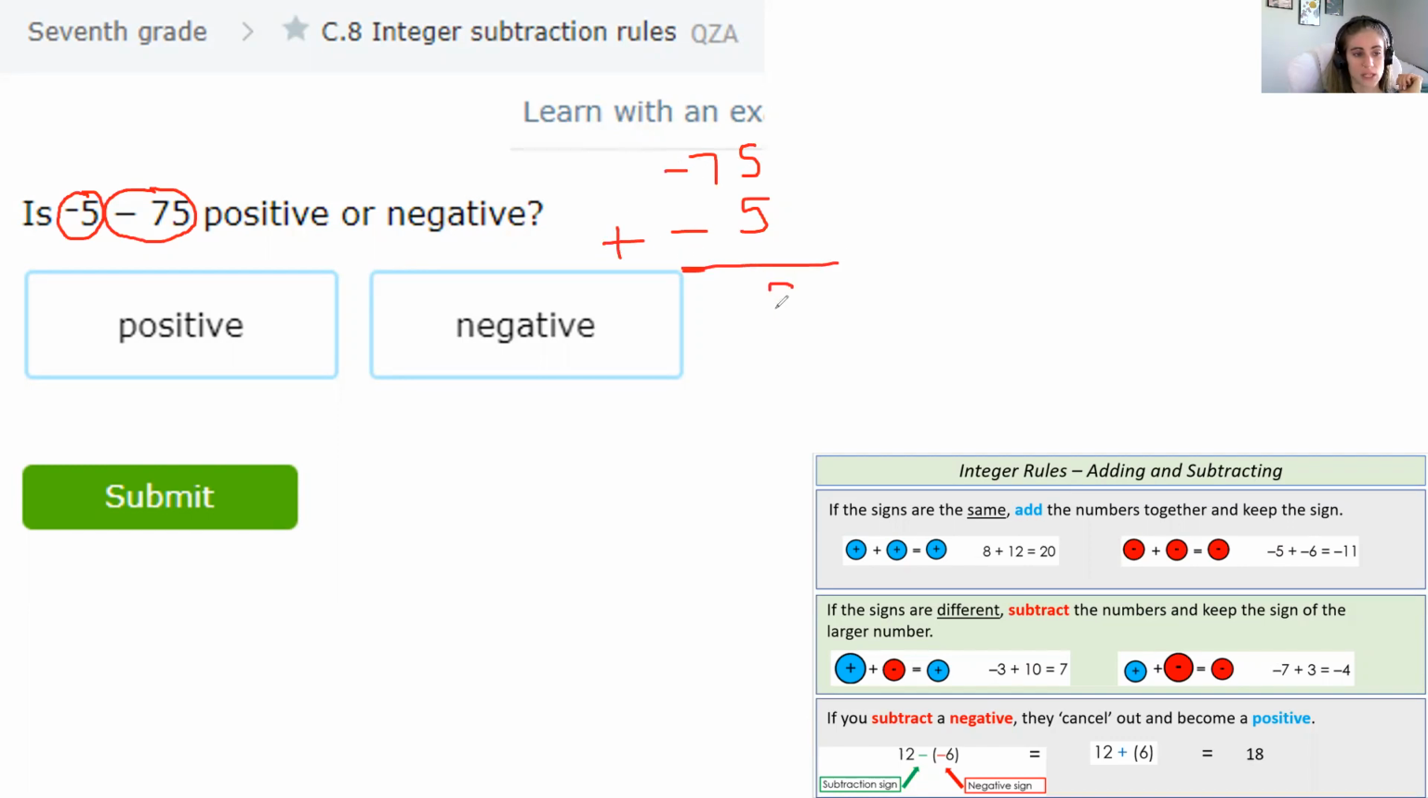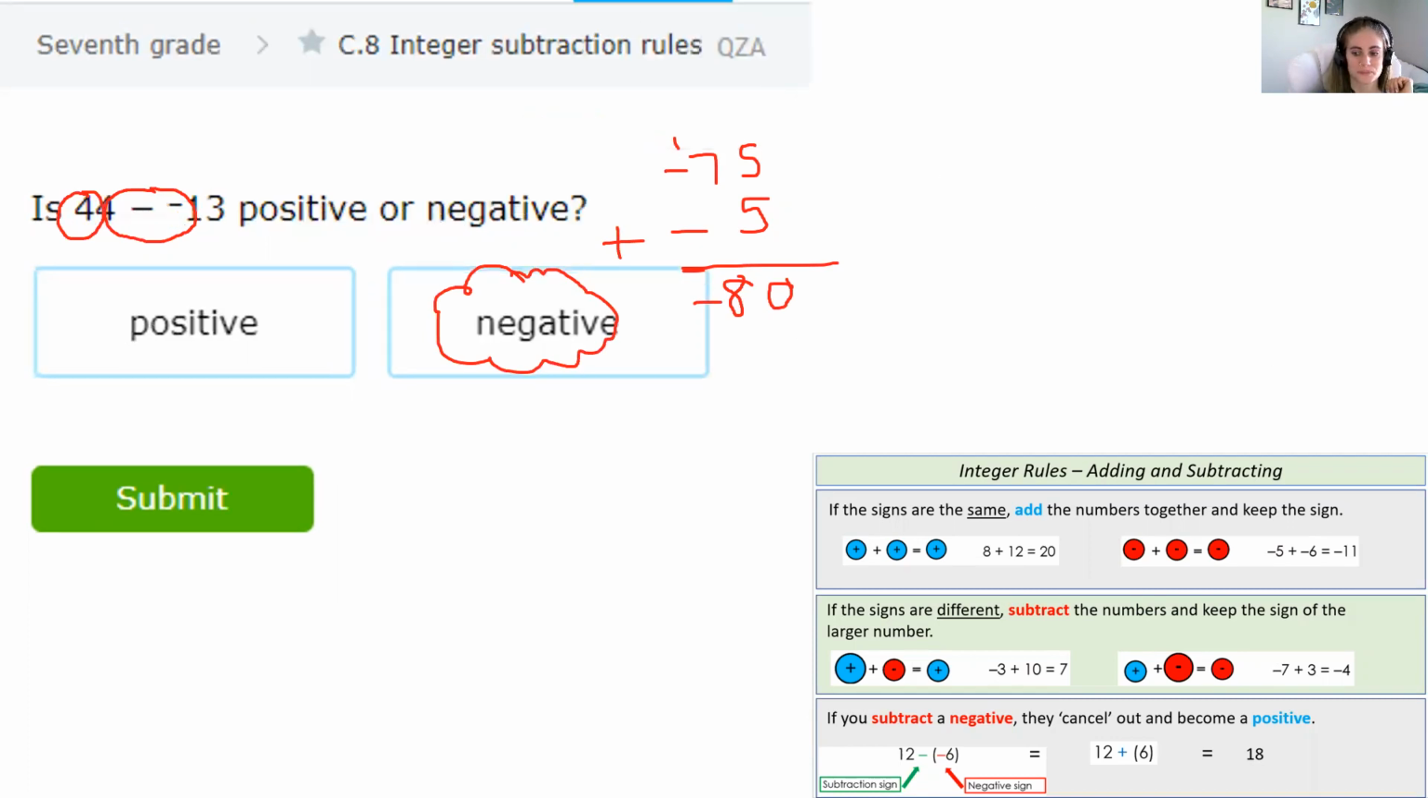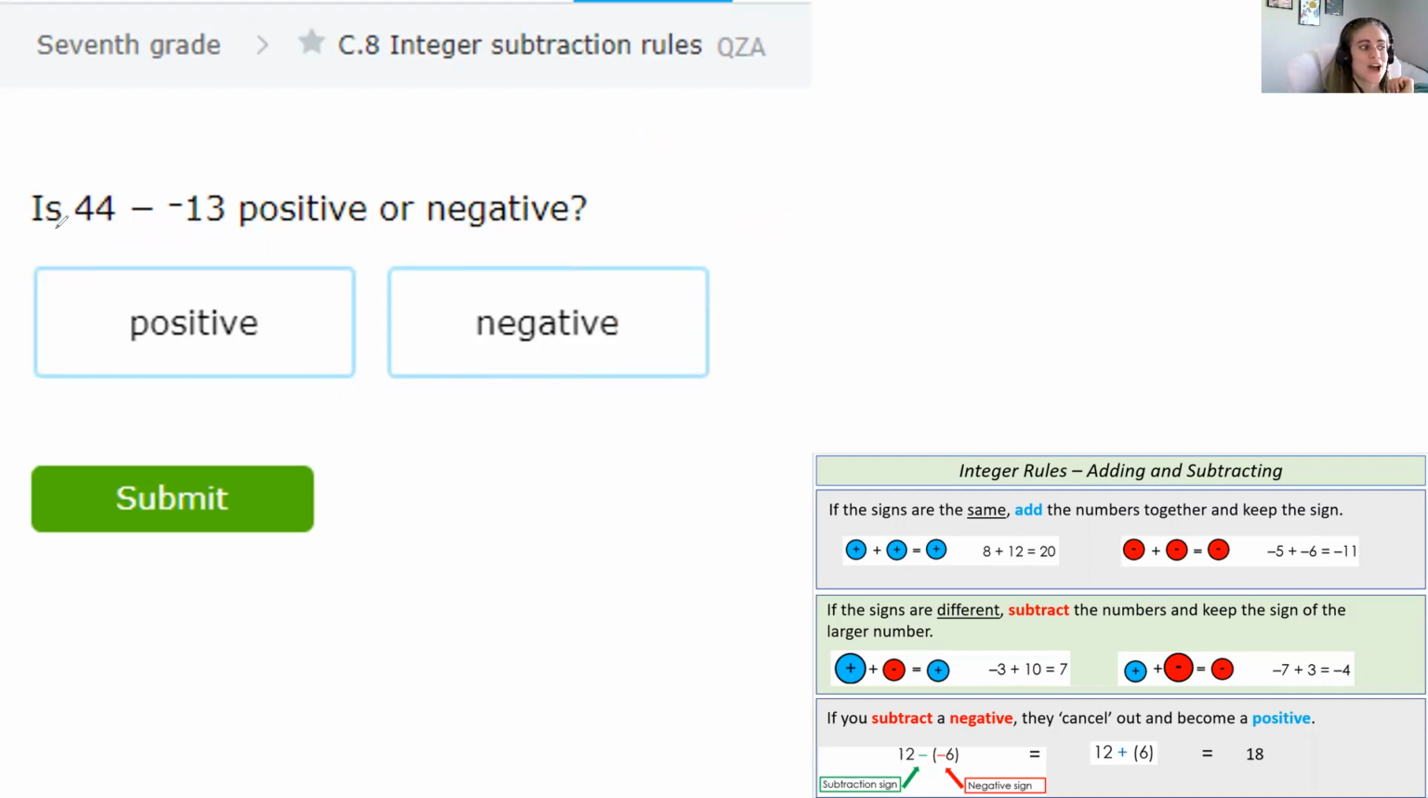Five plus 5 is 10, carry the 1, 7 plus 1 is 8, and we keep the sign, therefore our answer is negative. Okay, let's try another one. Better clear this. Is 44 minus a -13 positive or negative?